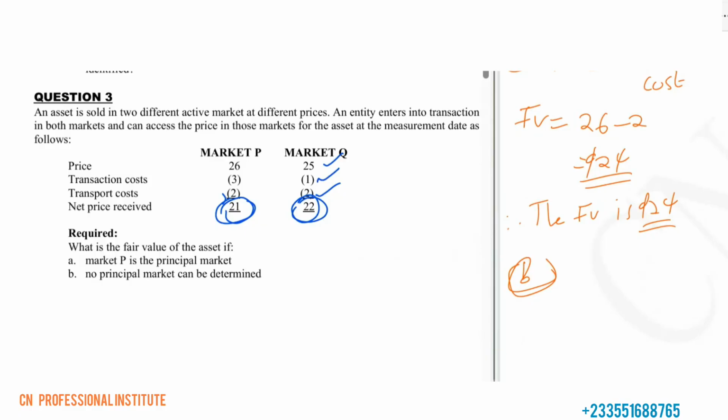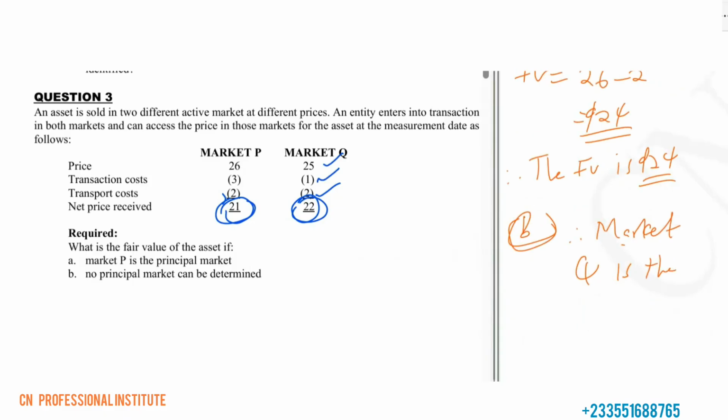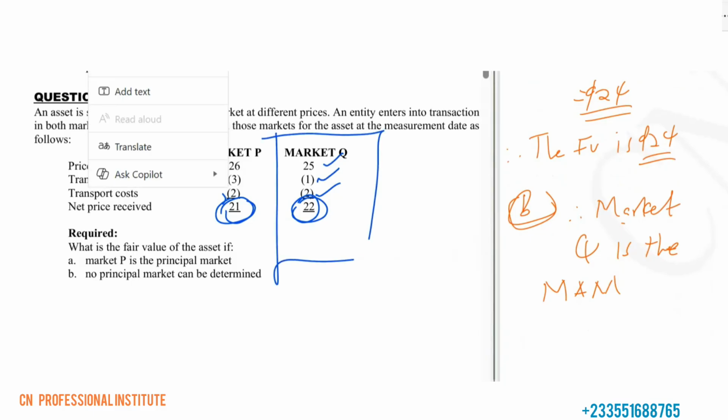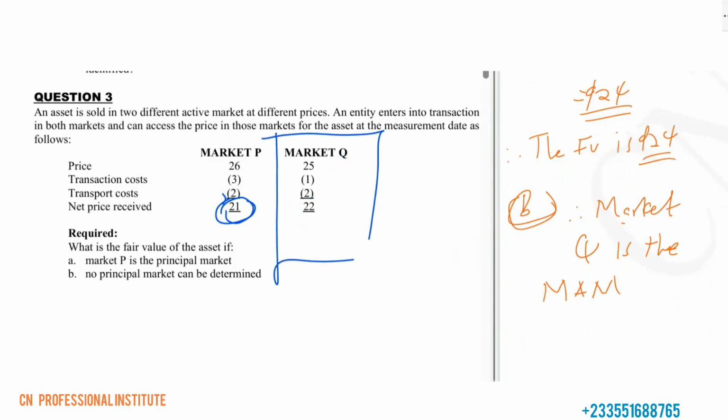Market Q. So therefore, market Q is the most advantageous market. And it is market Q that we are going to use to determine our fair value. So we are going to determine fair value from market what? Q, or using market Q, right? Because that's the most advantageous market.